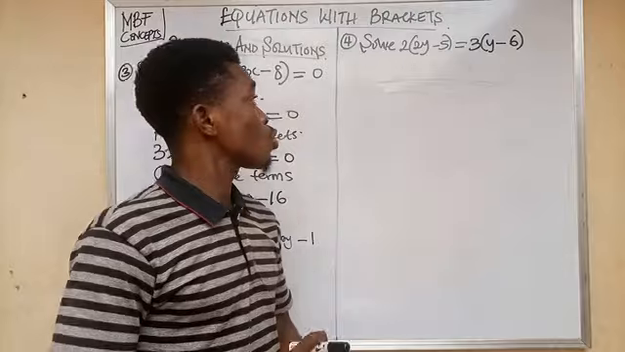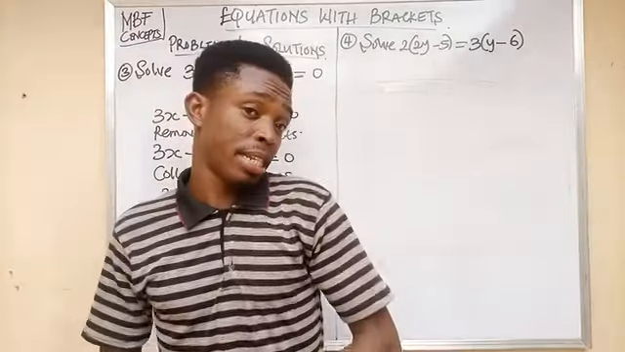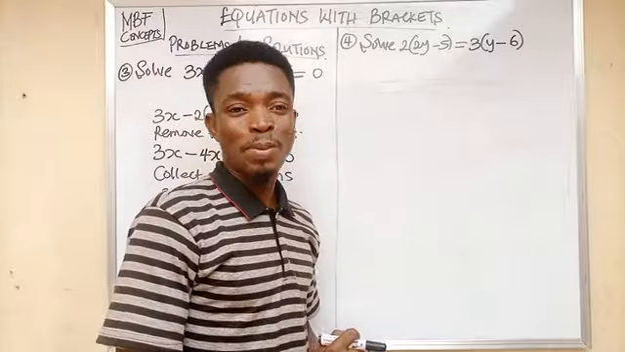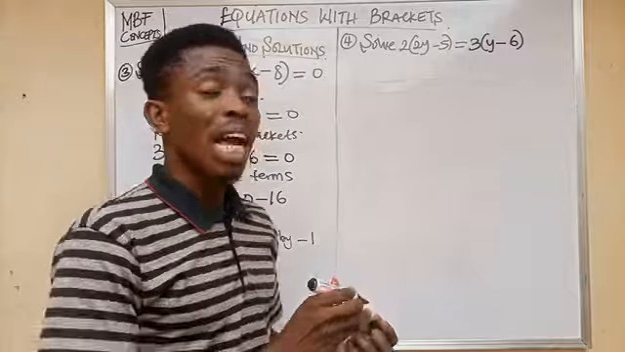And question number 4, we are asked to solve 2 open bracket 2y minus 5 close bracket is equal to 3 open bracket y minus 6 close bracket. Guys, we are asked to solve this, and it's very, very simple. Now, in this question, we have 2 brackets.